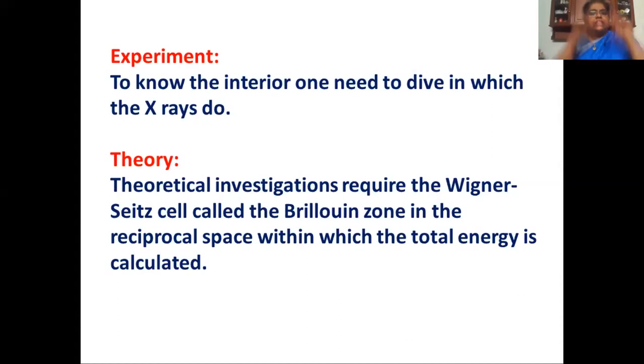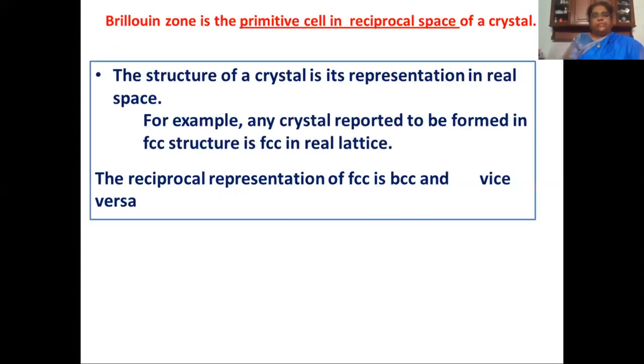So that is the reason I was taking you through crystal, two spaces, moving from real space to reciprocal space. Theoreticians, now it is time for you to know what this Brillouin zone is. A Brillouin zone is the primitive cell in reciprocal space of the crystal. Now, a lot of information needs to be given with reference to the Brillouin zone, but I'm not going to introduce the Brillouin zone to the fullest form, from the basics to what is used today in calculation, because that would be too much.